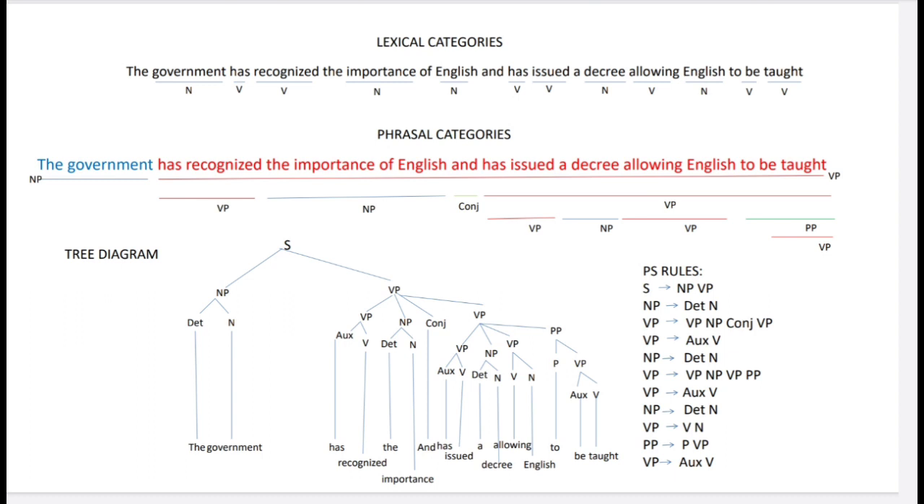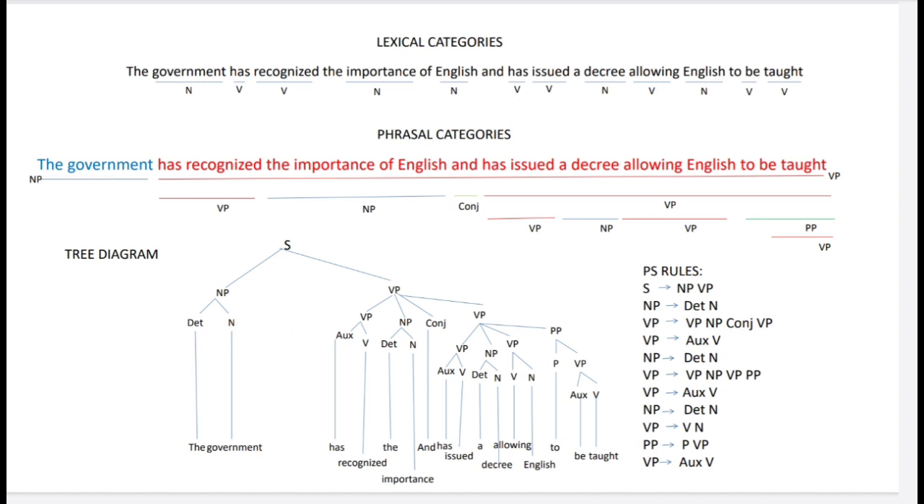What does the verb phrase consist of? Auxiliary and verb. The auxiliary is has, and the verb is recognized. You can see by yourself. And then the verb phrase also consists of noun phrase. What is the noun phrase? Determiner and noun. You can see what is the determiner and what is the noun. And then the verb phrase also consists of conjunction. What is the conjunction of this sentence? You can see there is and. And is conjunction, and is the structure of the verb phrase of this sentence.